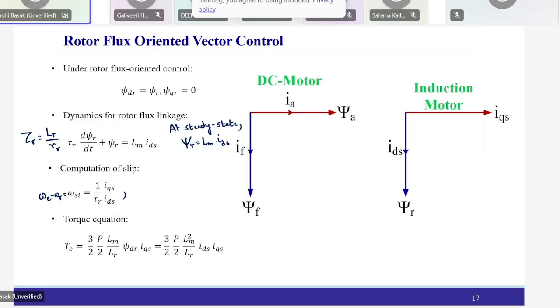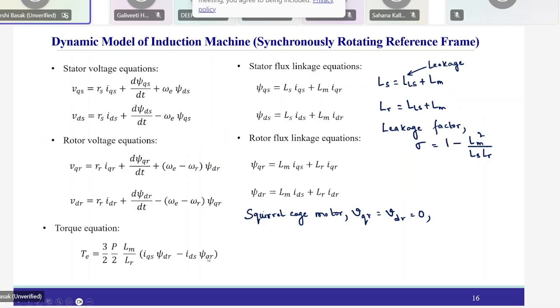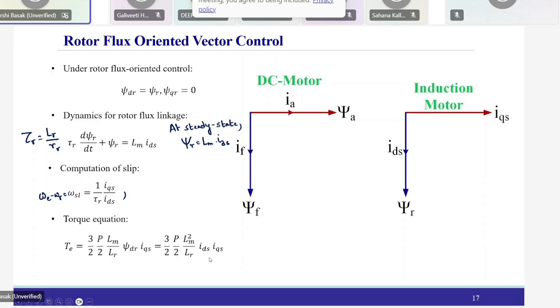And then if you see the torque expression, yes, psi QR equal to 0. You see from the torque expression that it is psi dr into IQS. So you substitute psi dr equal to LM into IDS, or you can put it as psi R also. Now you have oriented the vector. So now it will be 3 by 2 into P by 2 into LM square divided by LR into IDS into IQS. Okay, so this is the expression for your torque.